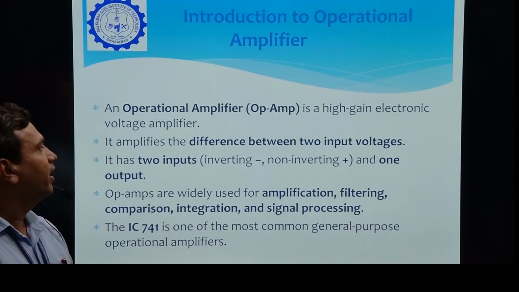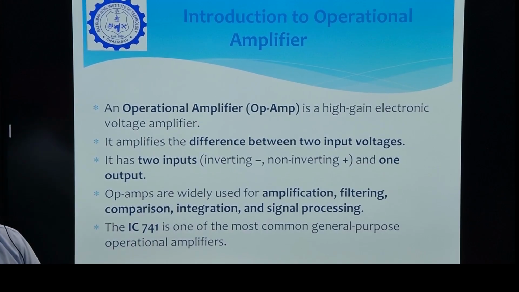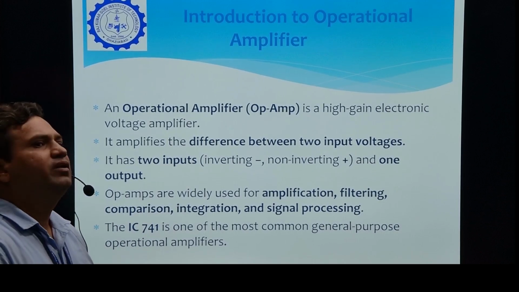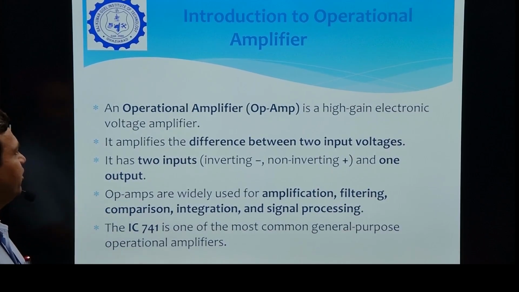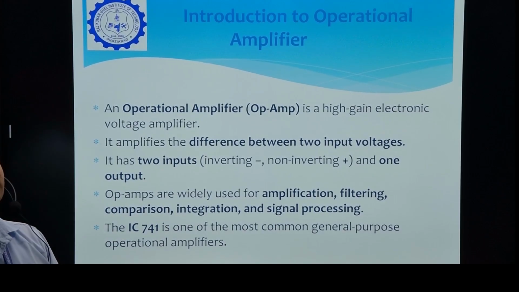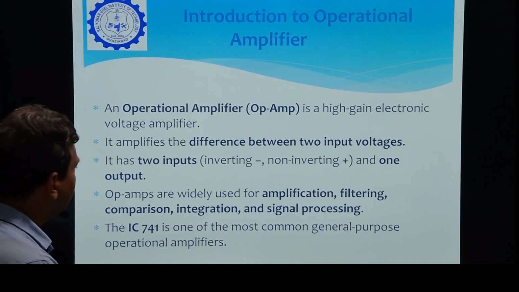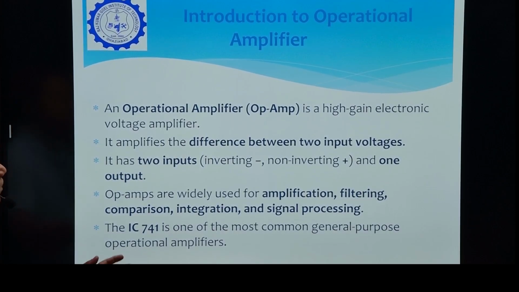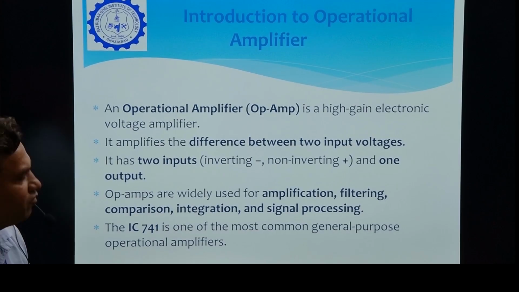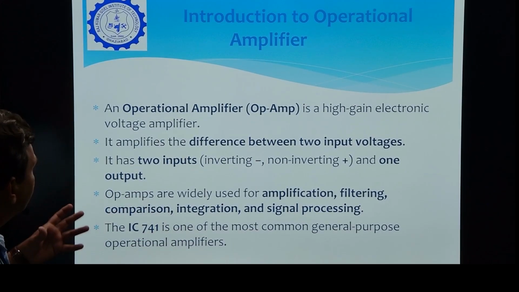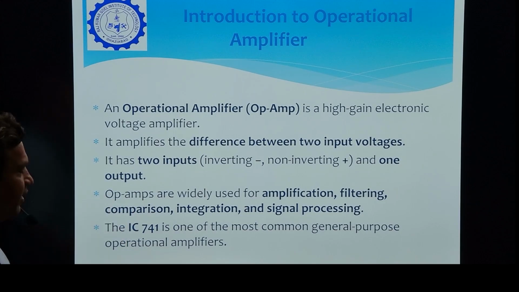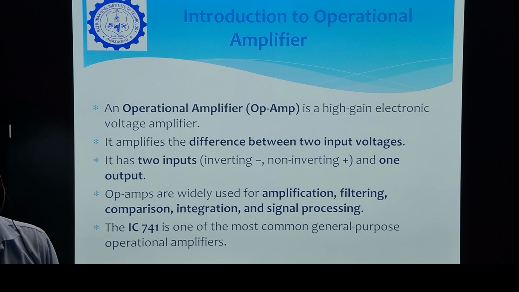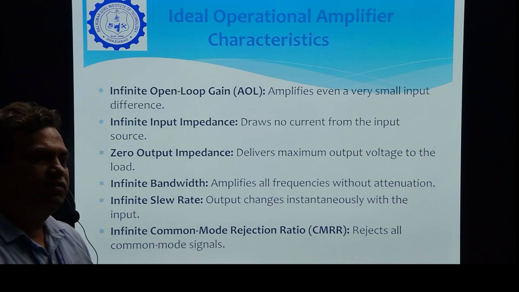So basically this is the introduction part of the operational amplifier. The operational amplifier is a high gain electronic device which is used to amplify the difference of applied input signals. It has two input terminals and one output terminal. One of the input terminals is known as the inverting input terminal and the second is known as the non-inverting input terminal. The operational amplifier is widely used in signal processing like amplification, filtration, comparison of signals, and integration. Generally the IC 741 is the operational amplifier IC used in the electronics industry.